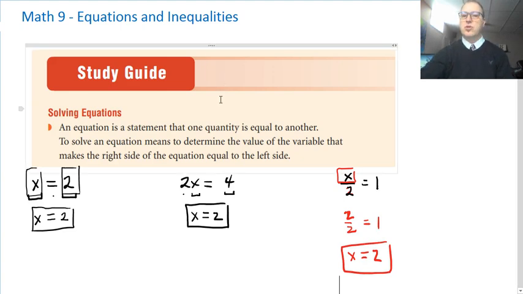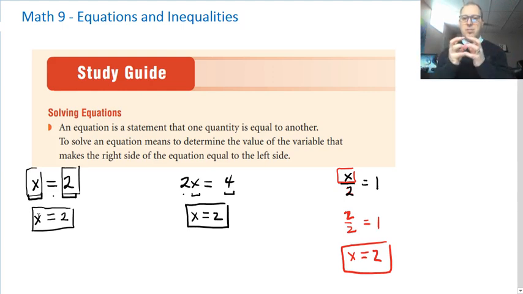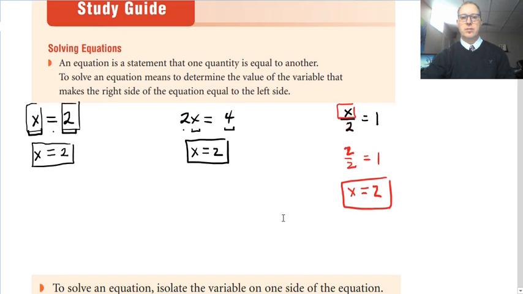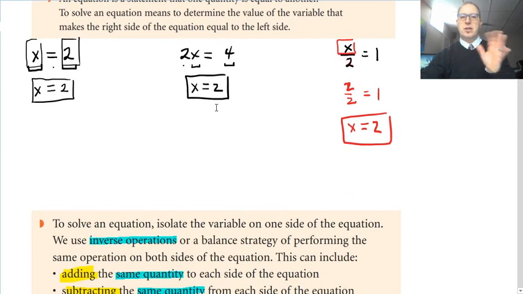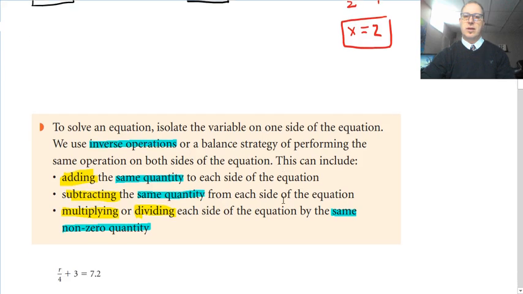To solve an equation means that we want to end up with the variable by itself, and you're only going to have one variable to solve for, for the most part in this course. You have to get it all by itself in order to find out what it equals. You see here, I have just x equals 2. So whatever is on the right side is what the variable equals. So that's just kind of trial and error, an introduction to what equations are.